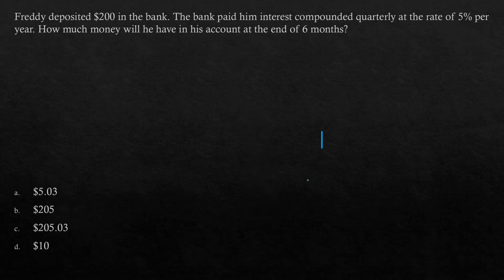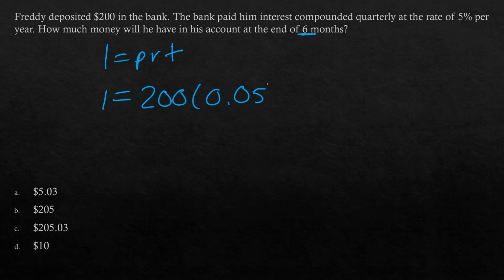Alrighty, Freddie deposited $200 in a bank. The bank paid him interest compounded quarterly at the rate of 5% per year. How much money will he have in his account at the end of 6 months? So this is tricky for two reasons. One, because it's being compounded quarterly, so we're going to use I = PRT, but we're going to have to use it multiple times. Now, I don't know what I is, but I know my principal is 200. My rate is 5%. Now my time, this is where it gets tricky.